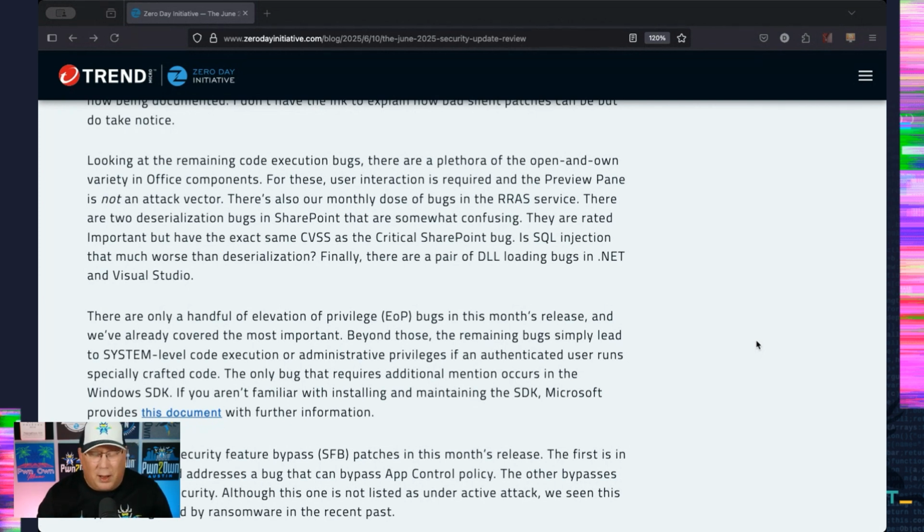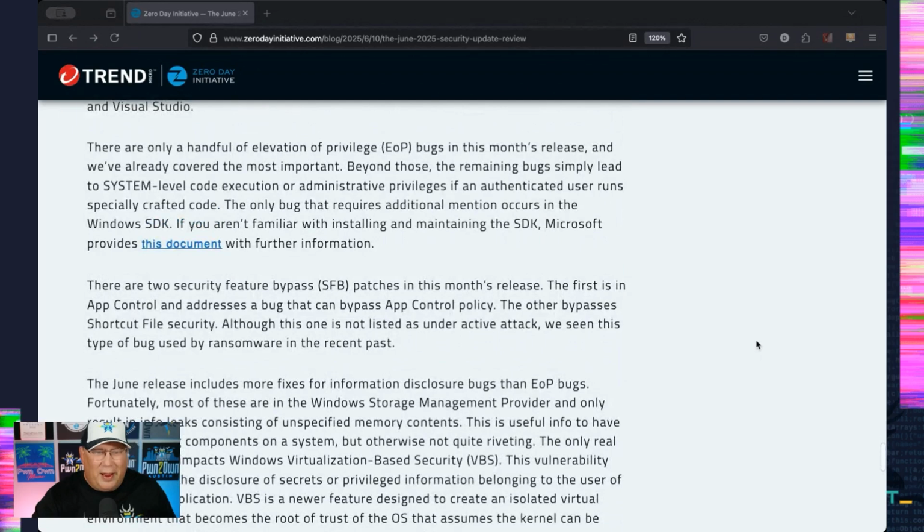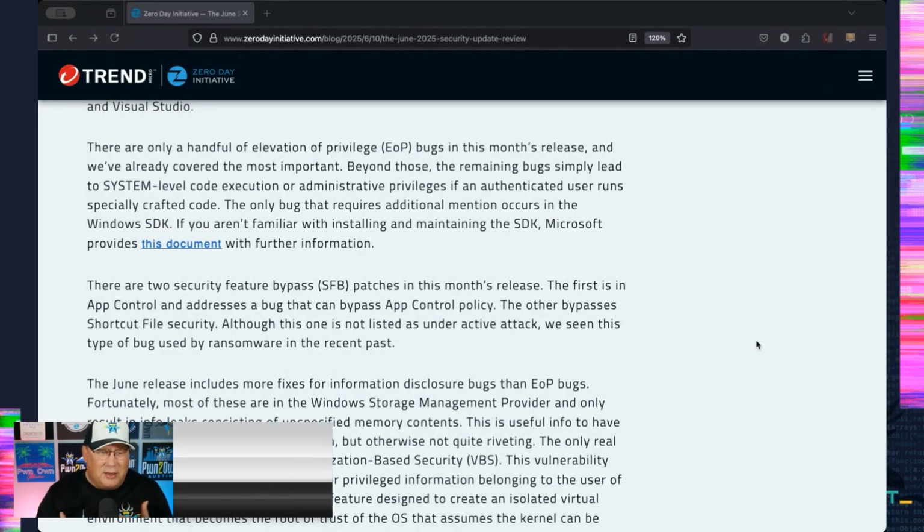The other code execution bugs involve DLL planting on .NET and Visual Studio. Only a handful of EOP bugs this month, and we've covered the ones that are important already. Otherwise, you're just leading to system.